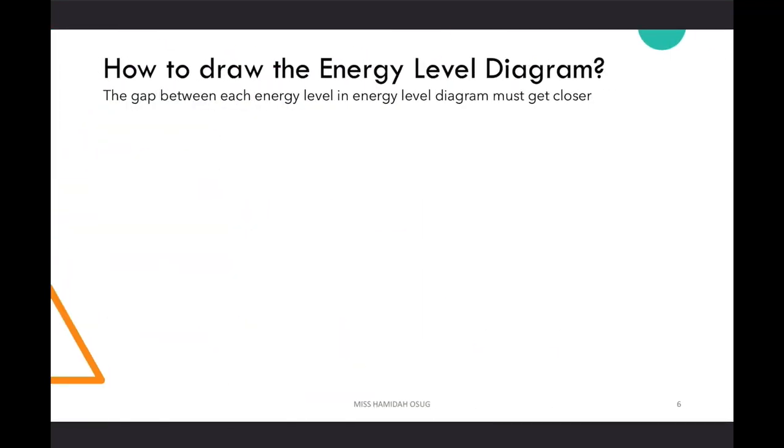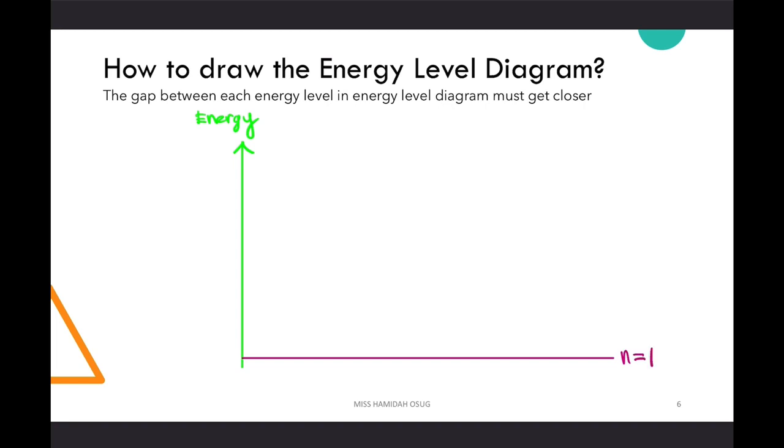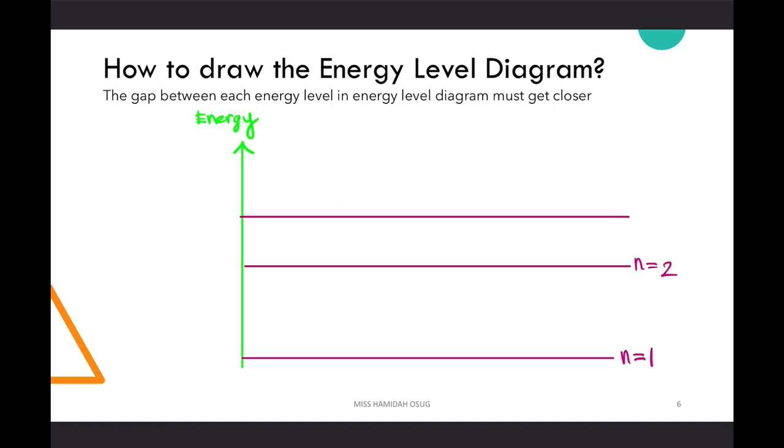Macam mana kita mahu lukis energy level diagram? Yang paling penting, kita kena buat horizontal axis dan paksi yang menegak. Paksi menegak itu mewakili energy. Lepas itu, paksi yang melintang mewakili energy level. Kamu kena labelkan setiap energy level itu, dan kamu mesti mula dengan n sama dengan 1. Seterusnya boleh lukis n sama dengan 2, n sama dengan 3 dan n sama dengan 4.